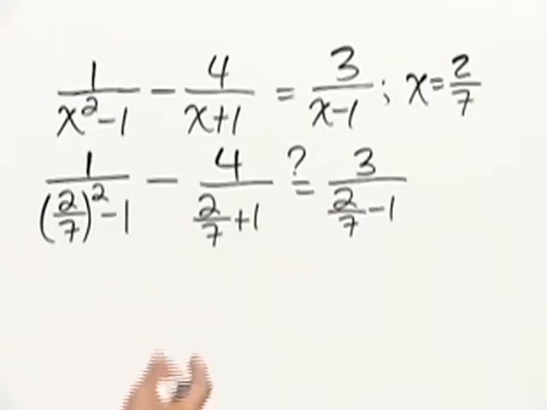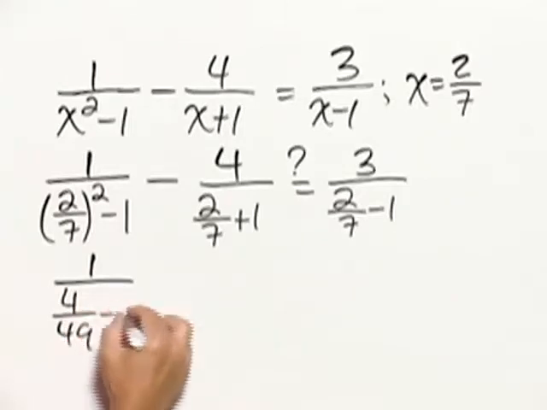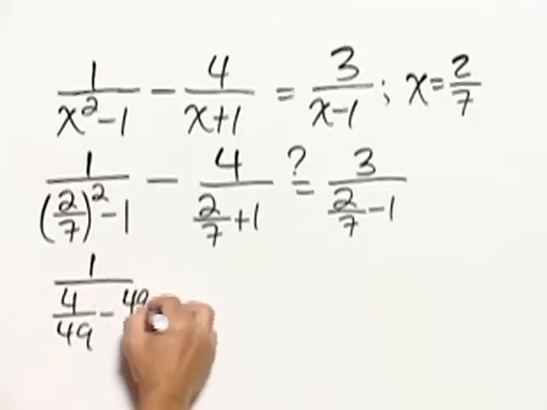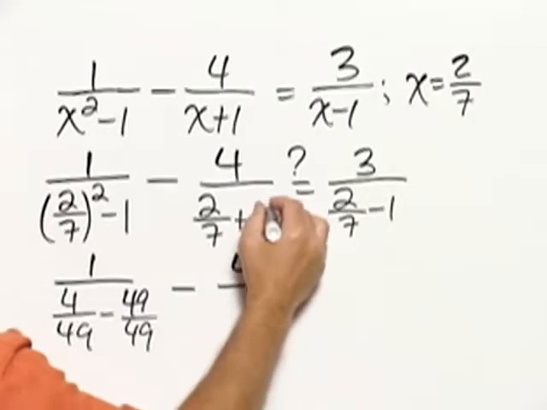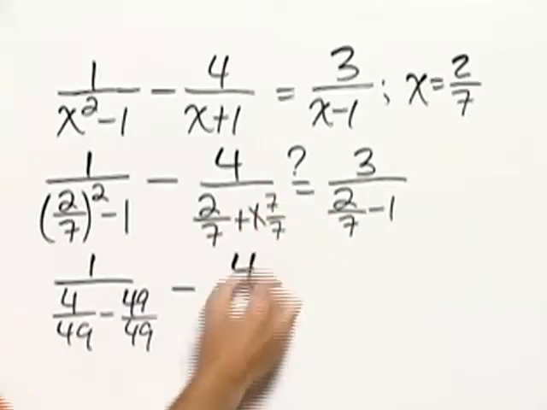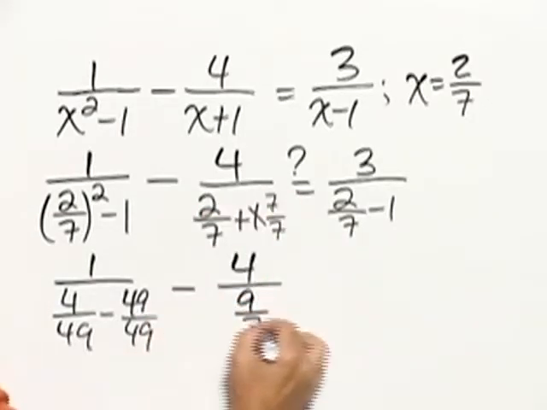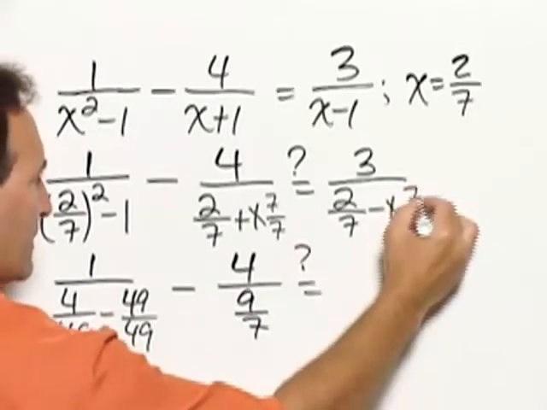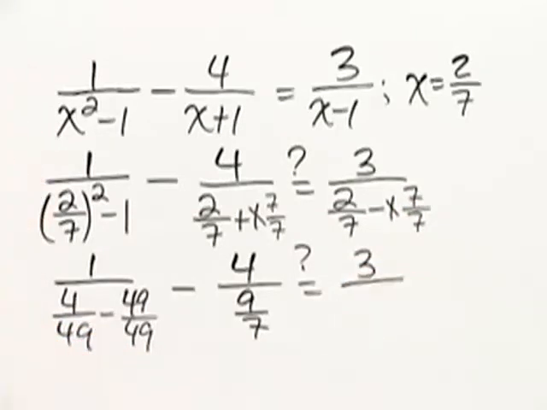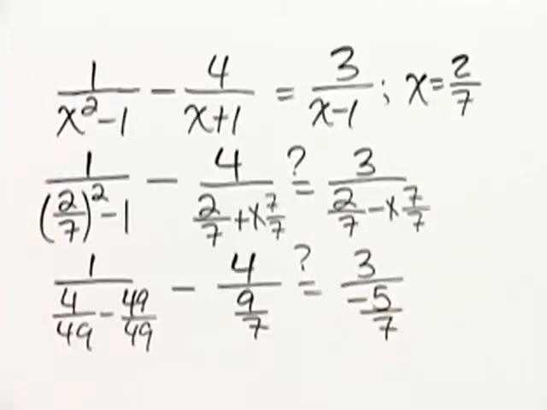So we need to simplify each of these fractions. This one becomes 1 over 4/49 minus 1, but that would be 49/49. Then minus 4 over, well, this would become 7 over 7 in order to be able to add that. 2 plus 7 is 9/7. Then does that equal? Again, here we would change this into 7 over 7, and so the result would be 3 over 2 minus 7 is negative 5 over 7.